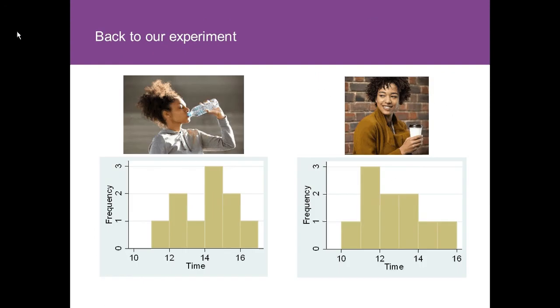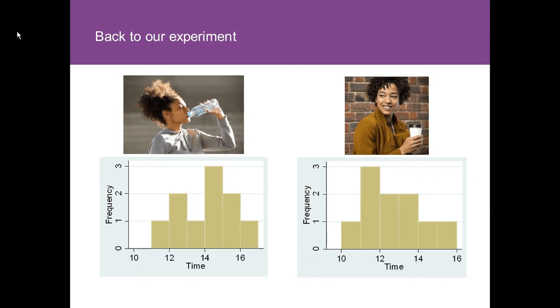So let's return to our experiment. Here we have 10 people who were randomly allocated to the water drinking group, who then ran 100 meters, and I timed how long it took for them to run that distance. And we also have 10 people allocated to the coffee drinking group, and here is how long it took for them to run their 100 meters.